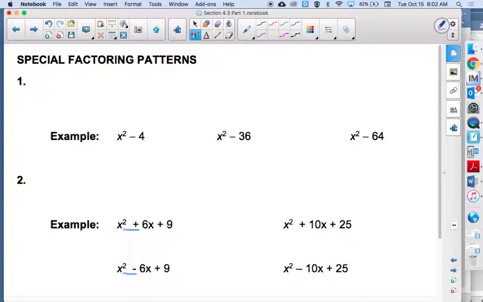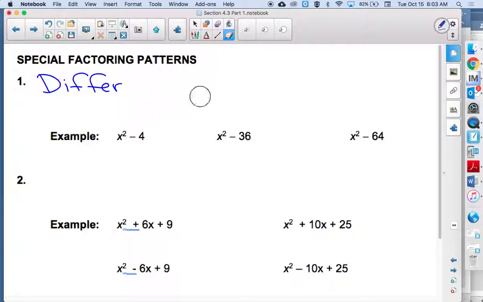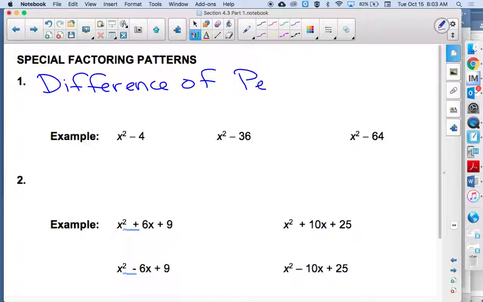If you look at the 3 examples underneath, x squared minus 4, x squared minus 36, x squared minus 64. Notice there are 2 terms, so it's a binomial. But there's something special about the numbers. What's special about the numbers? They're all perfect squares. So this special pattern is called the difference of perfect squares. I cannot spell. There we go.